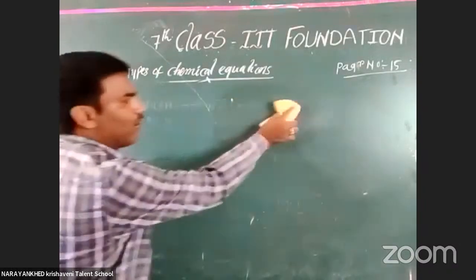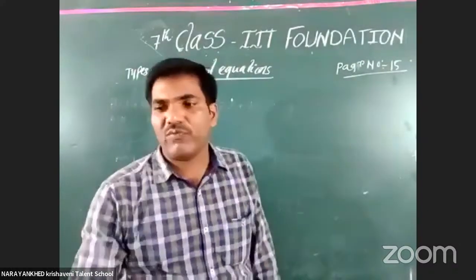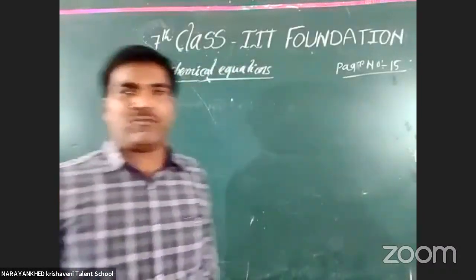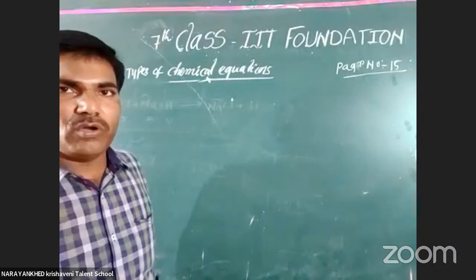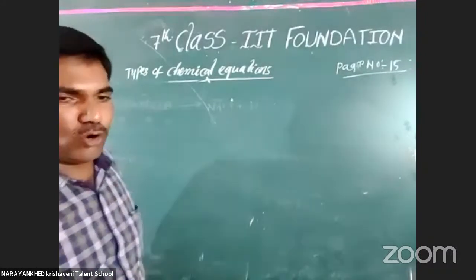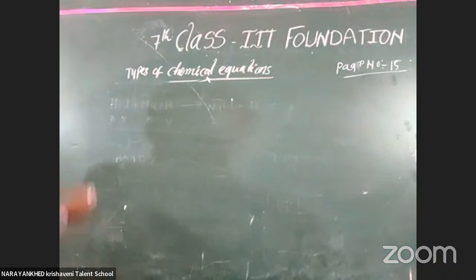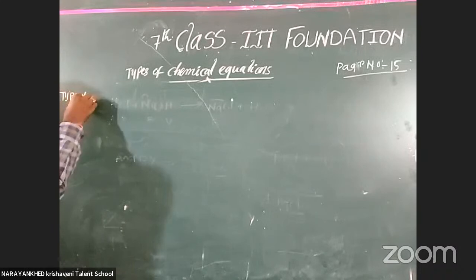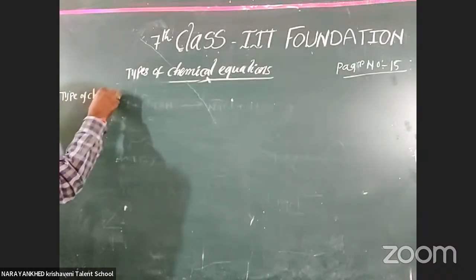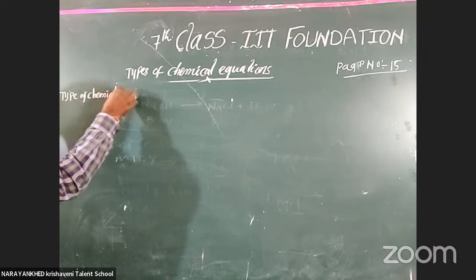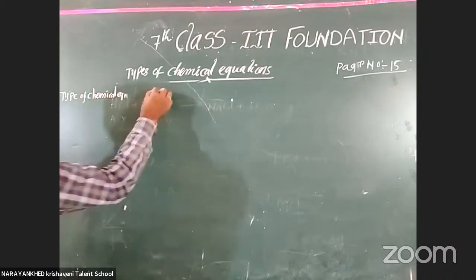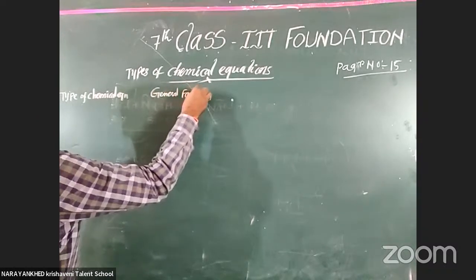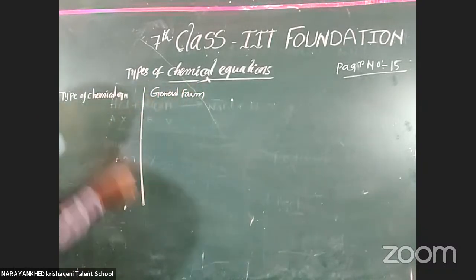All the students, the examples as well as the general forms are compulsory for us. Write this information in a tabular format. It will be very useful for you. And once I write on the board, please note it down. Now the type of chemical equation, and the general form. This is very important for you.